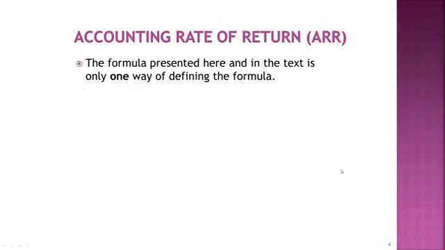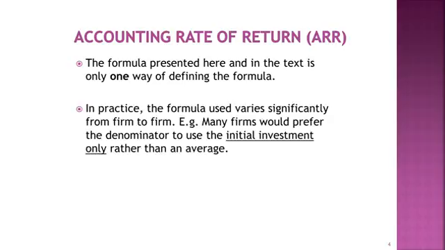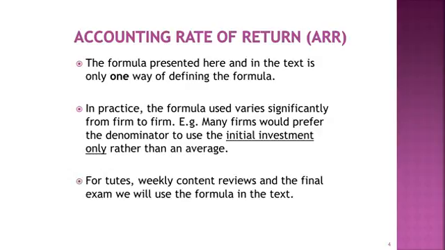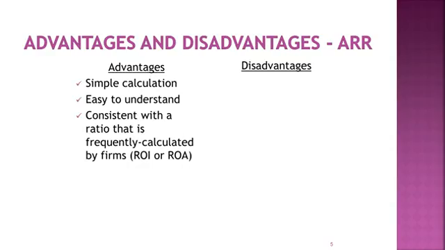The formula presented here and in the text is only one way of defining the formula, so there is more than one way to do it. In practice, the formula varies significantly from firm to firm. For example, many firms would prefer the denominator to use the initial investment only rather than the average. For workshops, weekly content reviews, etc., the final exam will use the formula in the text.